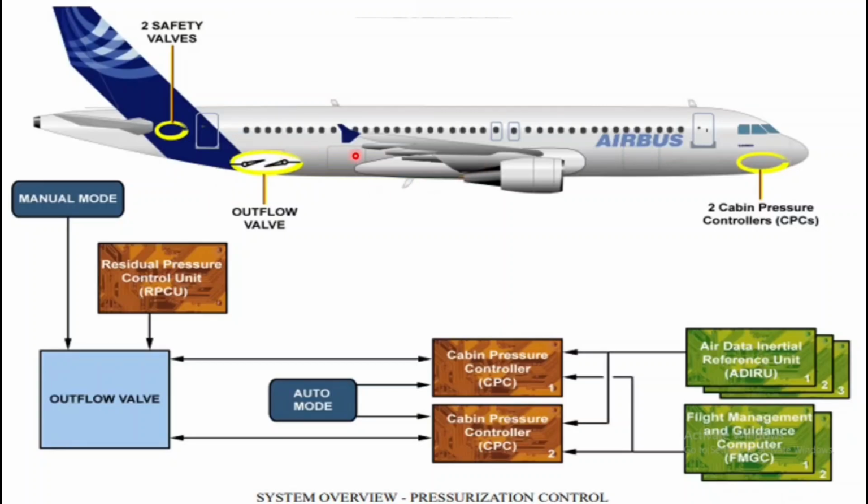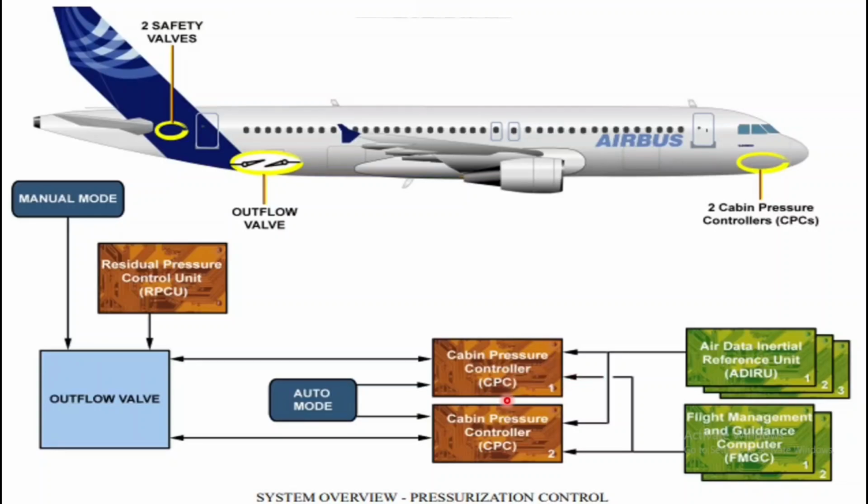The automatic control of the valve is provided by two CPC computers: cabin pressure controller 1 and cabin pressure controller 2. In this, CPC 1 is no-go. I have already uploaded a video on YouTube about why CPC 1 is no-go: there is a feedback sensor which gives indication on the ECAM about the valve's open or close condition. That's why this is no-go. Please watch my video on no-go computers; all the no-go computer videos are available on my channel.